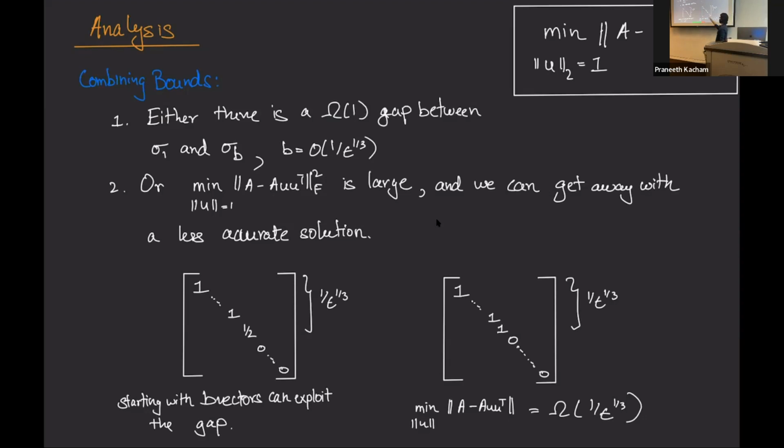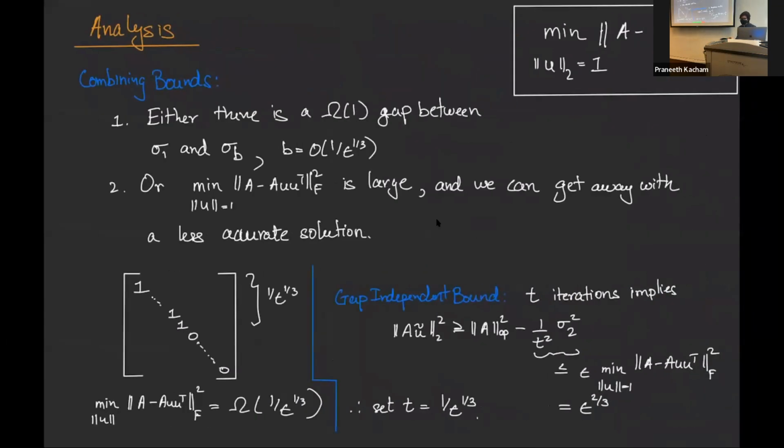Okay, so these are two example cases. I'm saying, either there's a gap and then you're done. If there's no gap, well, then the objective value has to be large as a function of epsilon. Do the two different Krylov vectors apply in these two cases? Exactly. I'll show you right now how.